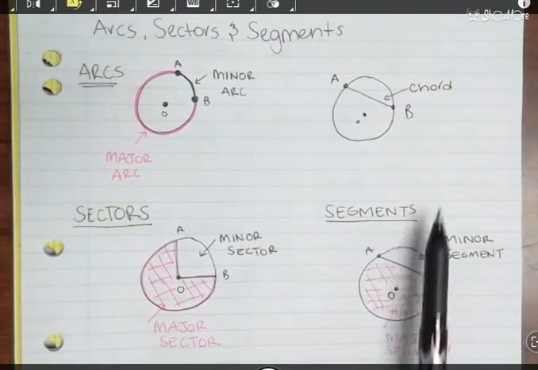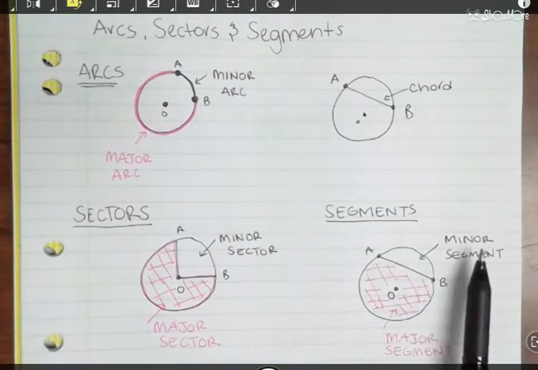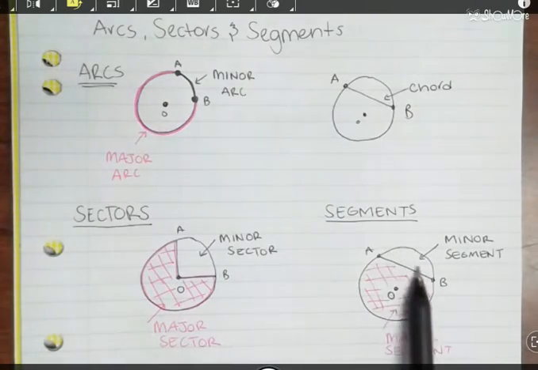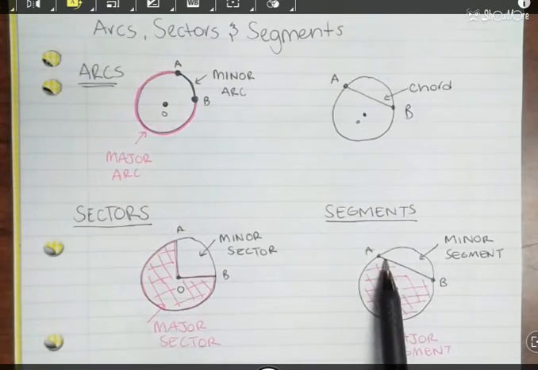So the segments are created by the chords. If we cut our circle with a chord, we can have a minor segment or a small segment, or we can have a major segment or the large segment that's created by that chord.